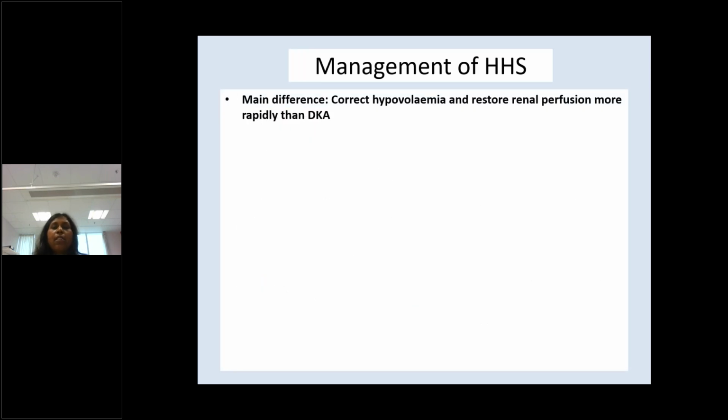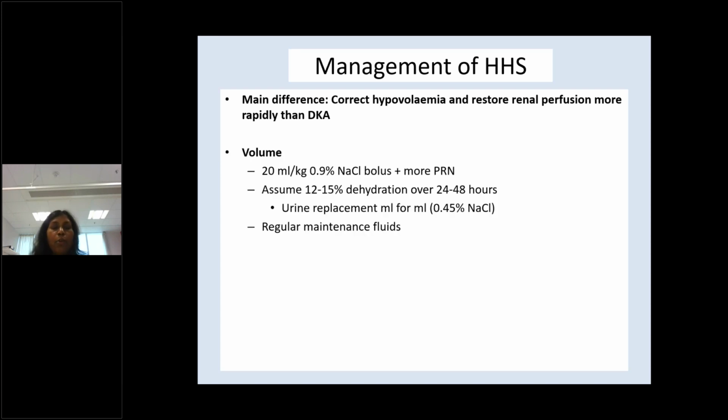So the main difference is to correct the hypovolemia and to restore the renal perfusion more rapidly rather than a slow approach as in DKA. And in terms of the volume, we have to give them fluid boluses, and we have to assume dehydration much higher than 10%, and we probably have to replace it within 24 to 48 hours rather than the standard 48 hours DKA approach.